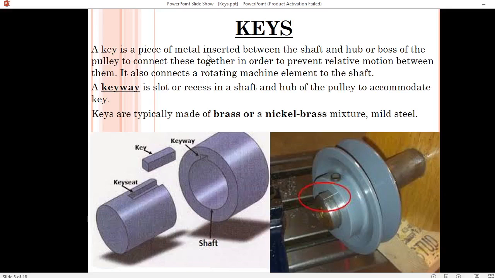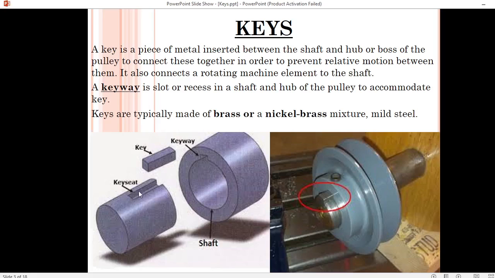A key is a piece of metal. So this is a key. Key is a piece of metal or a shaft which is inserted between the shaft and the hub, or boss of a pulley in order to connect them together like this to prevent the relative motion between them. It also connects the machine element to the shaft.